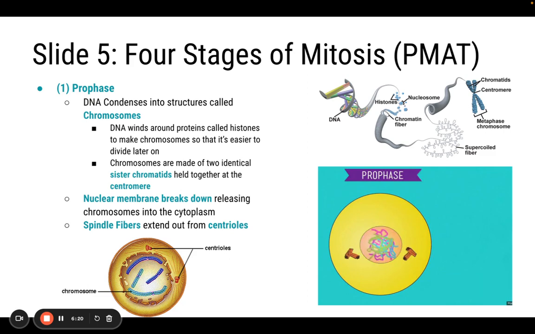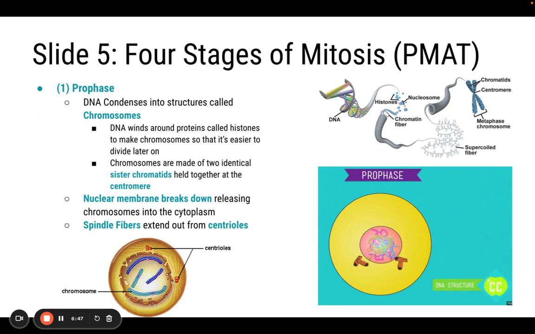Let's talk about the 4 stages of mitosis. We call these PMAT. PMAT stands for prophase, metaphase, anaphase, telophase. So prophase, important events that take place here are the long strands of DNA condense or bundle around proteins called histones. They coil and bundle up on each other to make these nice, neat little packages of genetic material called chromosomes. And really what you see in one chromosome are 2 identical copies of DNA.